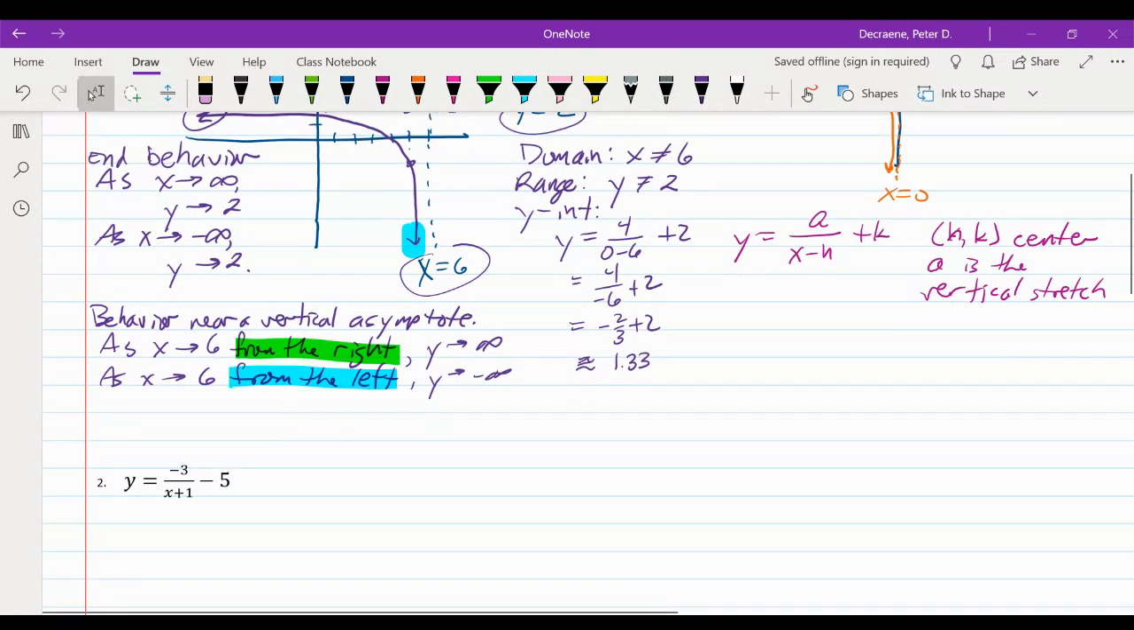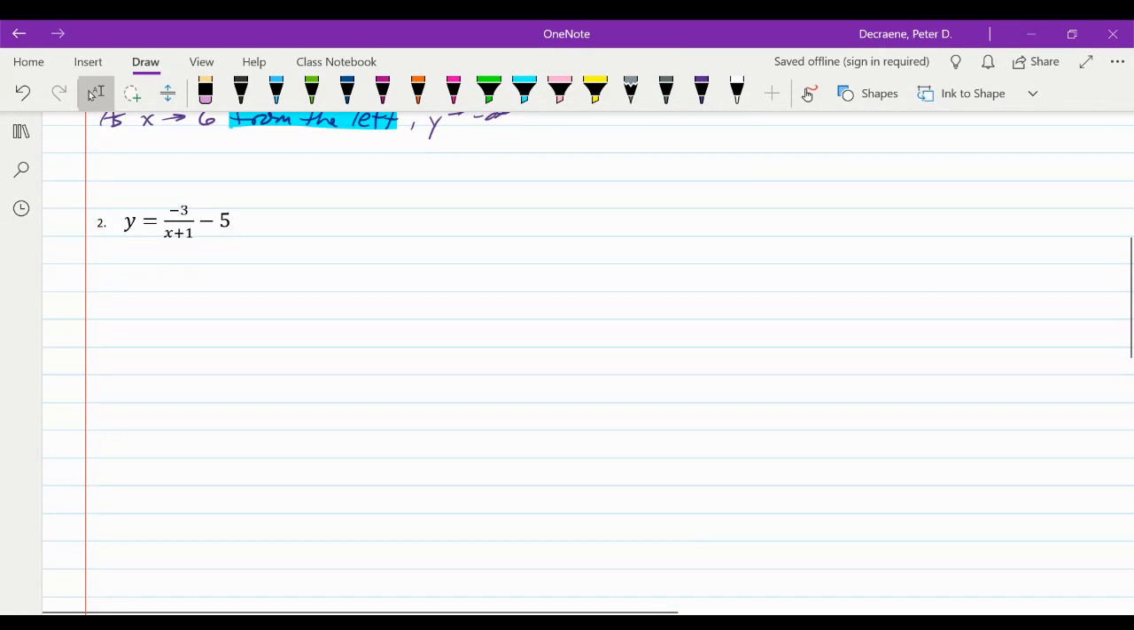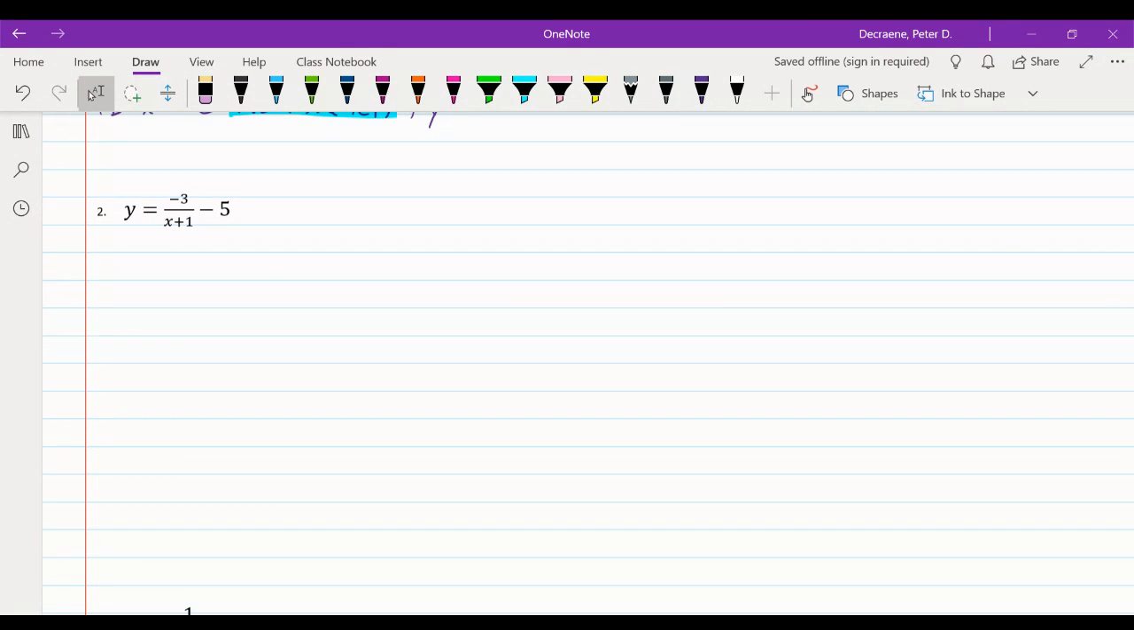Let's look at the next problem in the examples. y equals negative 3 divided by the quantity x plus 1, minus 5. So when we go to graph this, it's the same kind of thing as last time. We can identify the vertical asymptote first. x can't be negative 1 because we'll get 0 in the denominator if x is negative 1. So right here, there's a vertical asymptote at x equals negative 1.